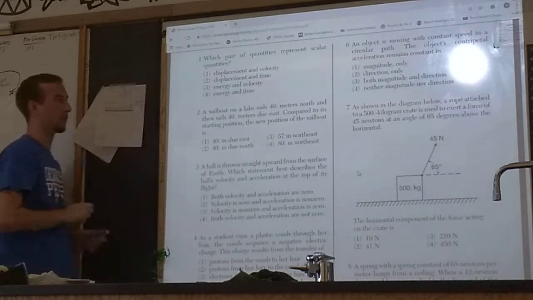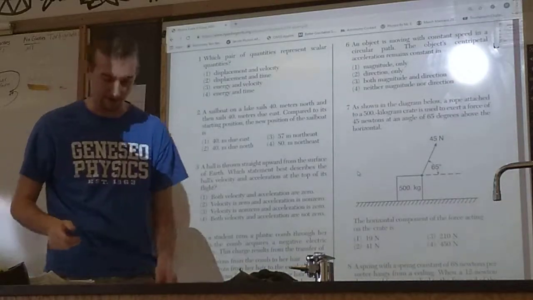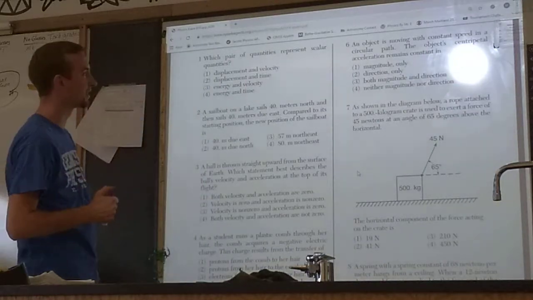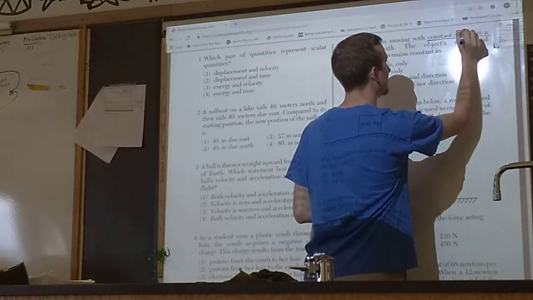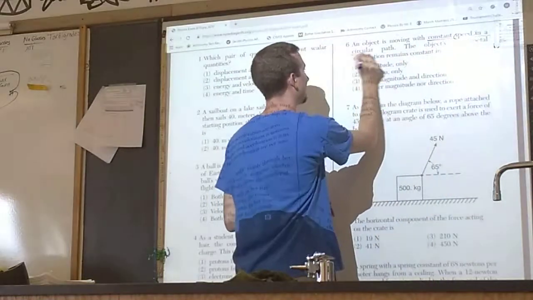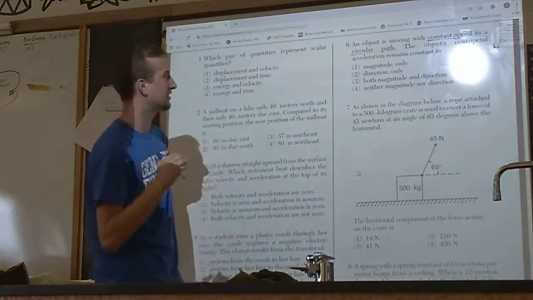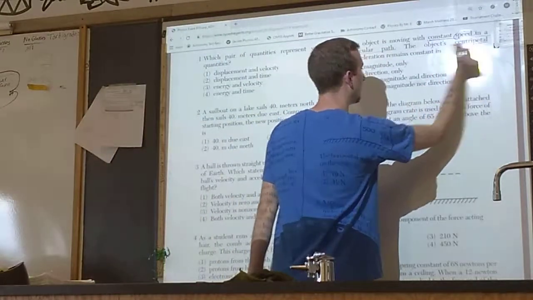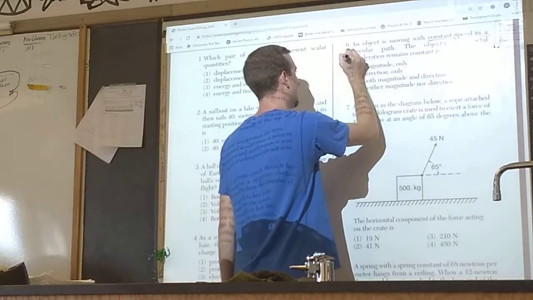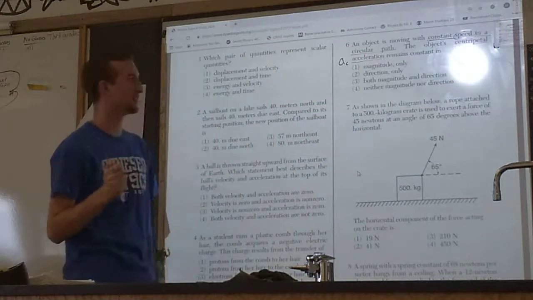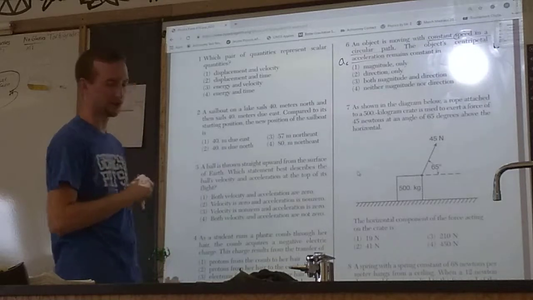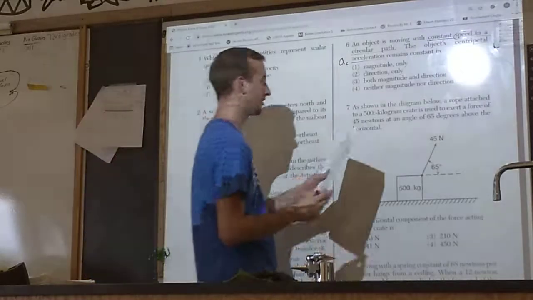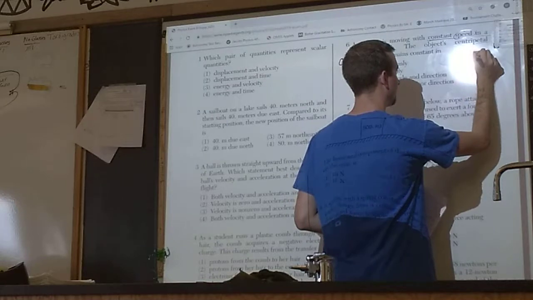Okay, 6. Going to circular motion. We're really hitting a lot of stuff right now in this beginning. An object is moving with constant speed in a circular path. Okay, constant speed. Notice that word speed, it says is constant. Circular path. The object's centripetal acceleration, remember the symbol for this is a sub c, remains constant in magnitude only, direction only, both magnitude and direction, or neither magnitude nor direction.